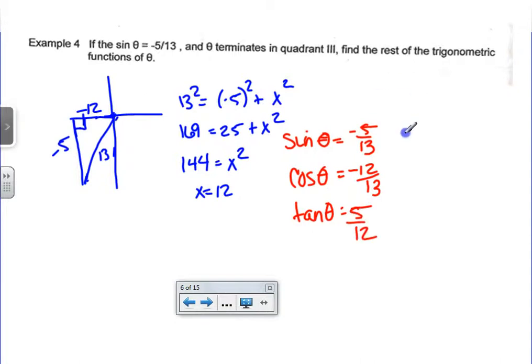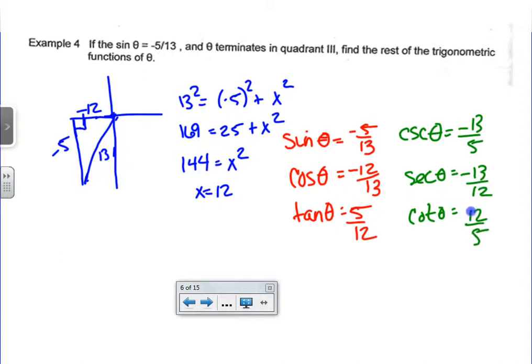So my reciprocal functions, cosecant, secant, and cotangent, should be pretty easy because we don't have radicals to worry about. Cosecant is a negative 13/5. Again, it doesn't matter where your negative goes. Secant is a negative 13/12. And then cotangent is still positive 12/5.